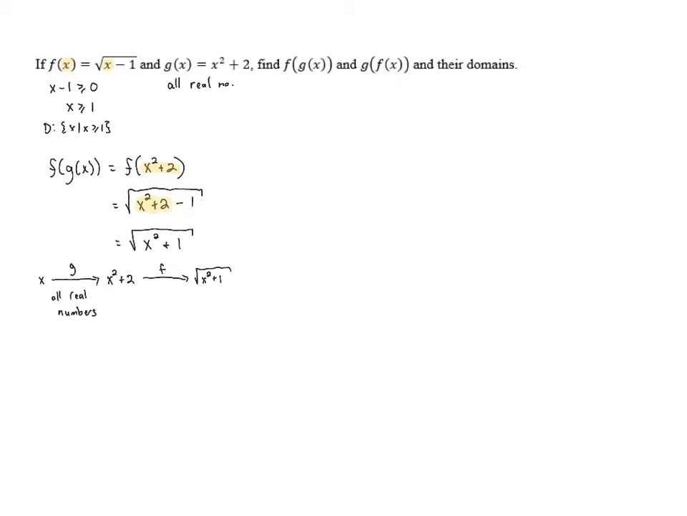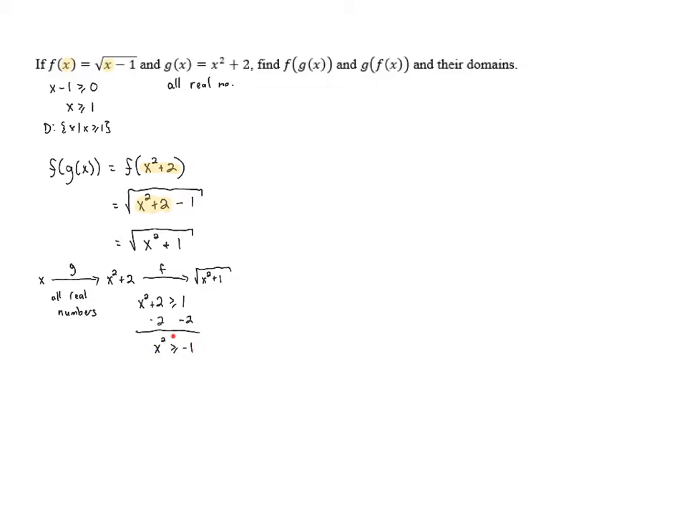Well, if the input here is x squared plus 2, this requires that x squared plus 2 is greater than or equal to 1. Because if we have anything in here that's not greater than or equal to 1, if we've got something that's less than 1, we're going to end up with an undefined result. So we need to make sure that we're picking x values so this is true. Now here, if we subtract 2 from both sides, this gives us x squared is greater than or equal to negative 1.